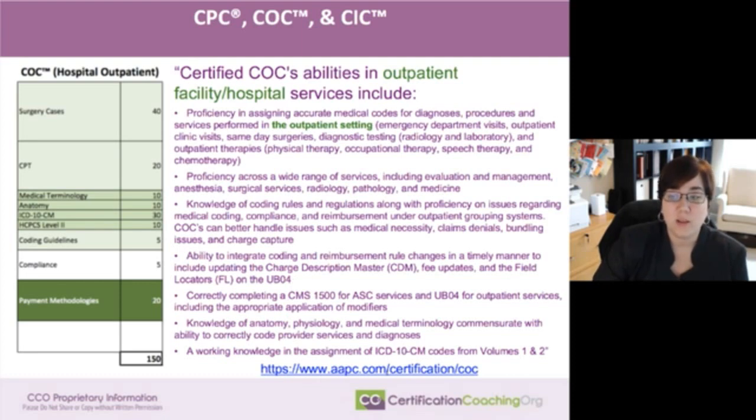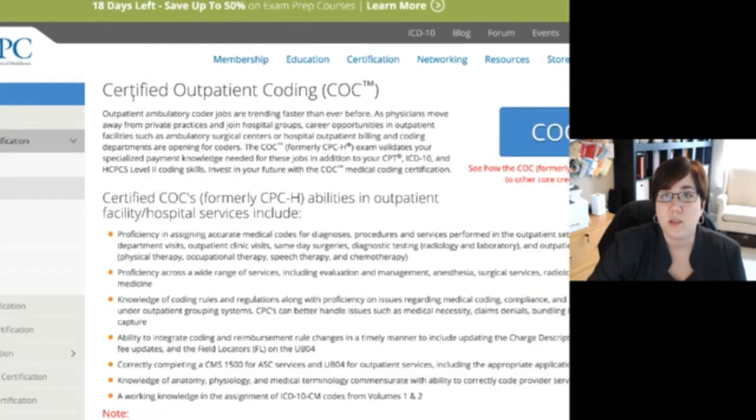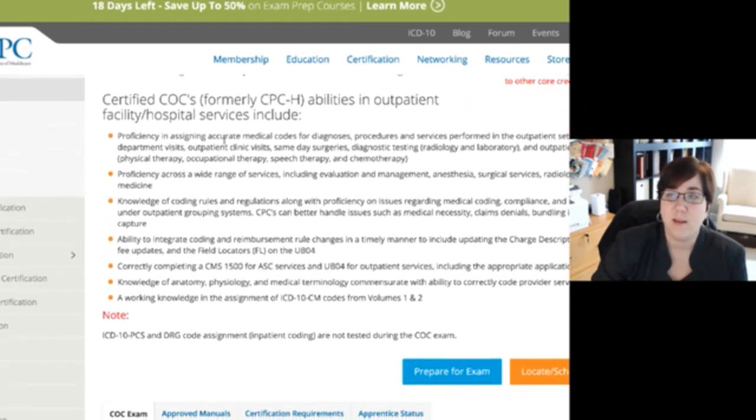Again, if you follow the link down here at the bottom of the screen, go to aapc.com/certification/COC, it'll give you a breakdown of these categories I've listed over here on the left once again. So if we go, let's take a look at the outpatient credential. So the COC, same thing, gives you the same bullets.